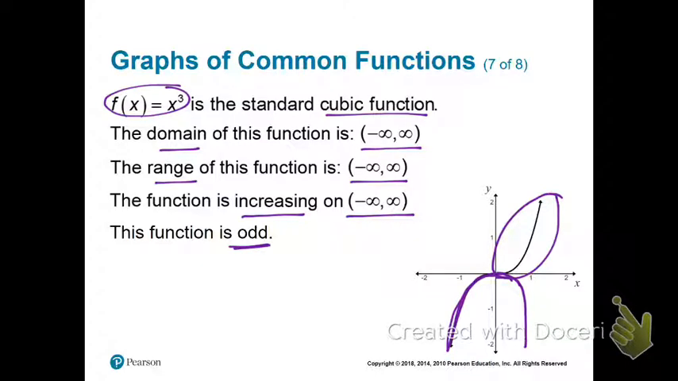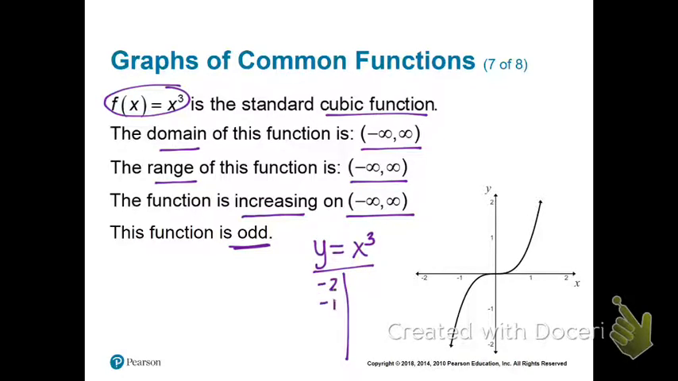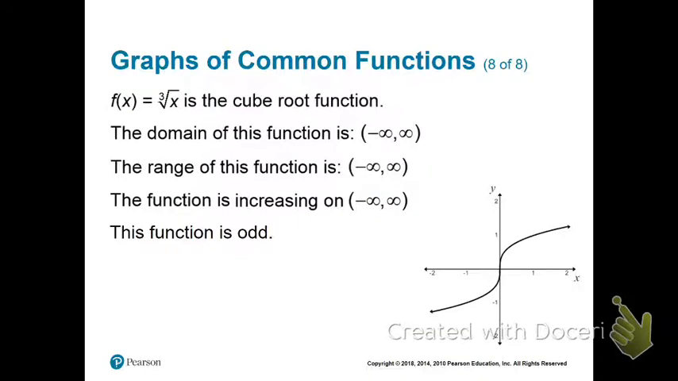And so for our cubic, we also have a parent table. So we get y equals x cubed. Again, we're going to use -2 to +2, and we're going to cube each of these. So I get -8, -1, 0, 1, and 8. And then we got f of x equals the cube root of x. This is our cube root function.